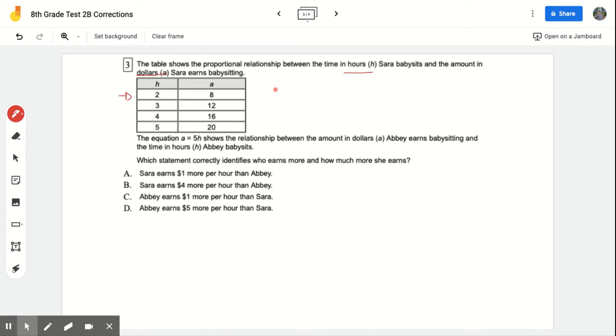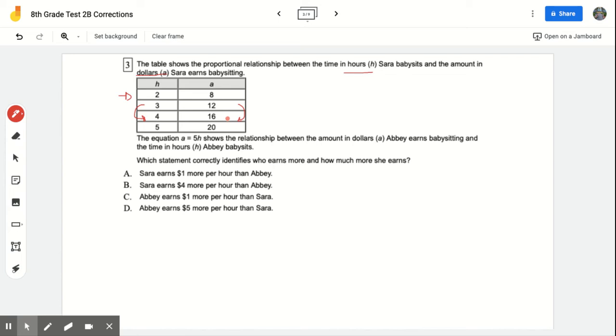So in this case, we're looking for her slope. The slope represents the unit rate or the rate of change. Now to do that, you could choose any 2 rows here and find the difference in the amount of money that she makes and the amount of time that it took her to make that much money. So let's take a look.